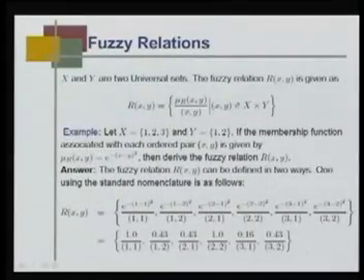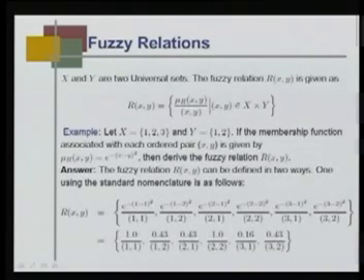Now, we will be talking about fuzzy relation. Fuzzy relation: if X and Y are two universal sets, the fuzzy sets, the fuzzy relation R(x, y) is given as all ordered pairs mu R(x, y) upon (x, y), for all (x, y) belonging to the Cartesian space X and Y. So, you associate mu R(x, y) with each ordered pair.